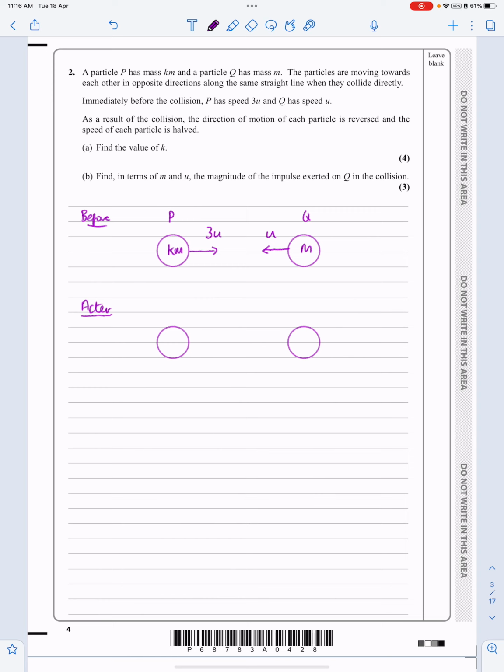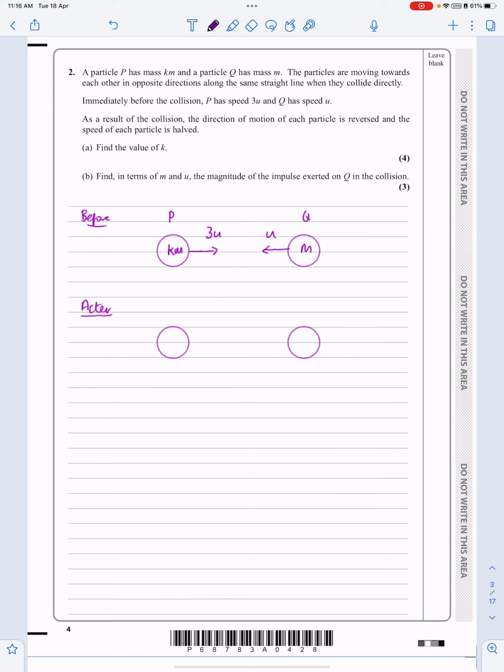Okay, let's move on to question number 2. I've drawn out those little discs, but apart from that, I haven't started anything else. Let's read through the question. It says we've got two particles, P and Q. P has a mass Km, Q has a mass M.